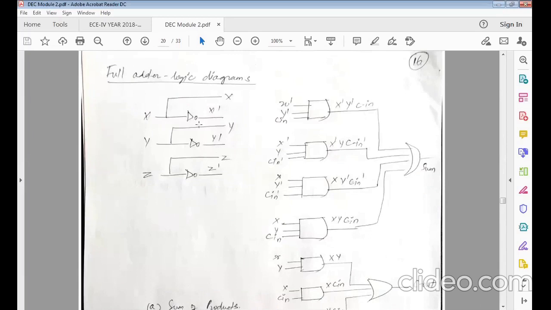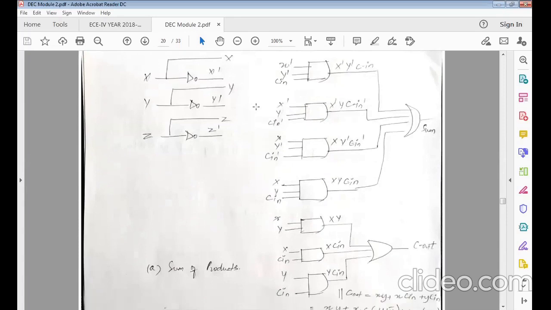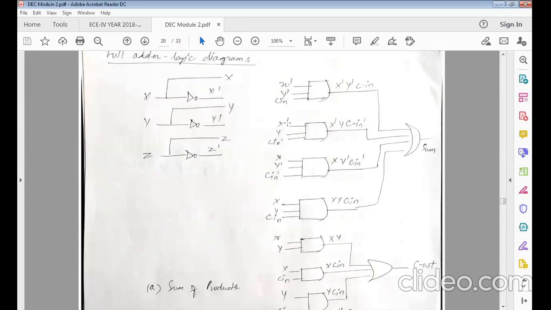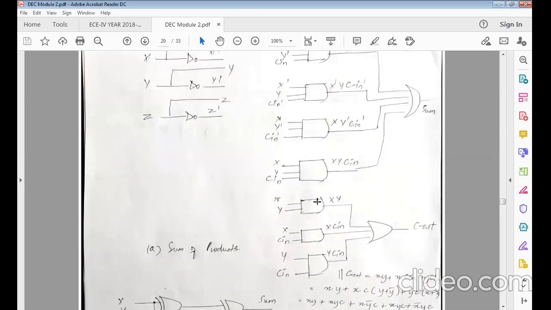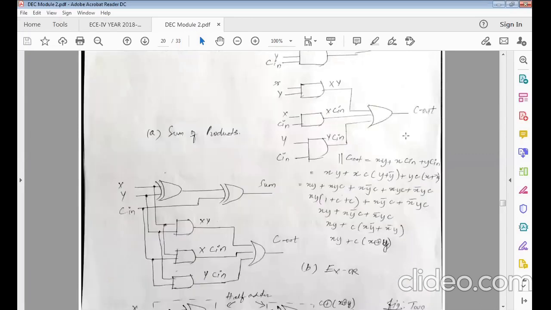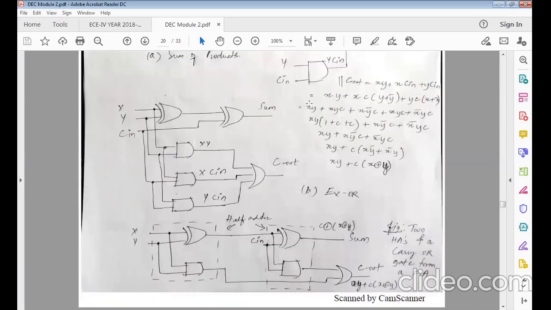So x bar, if I take it from here, it's going to be x, right? So this is another way of implementing, taking everything I want towards my left hand side: x bar y bar c in, then x bar y c in. How do I get it? I get it through these equations here. Once I have them, I directly use my AND gates, and to combine them, to add them, I will use an OR gate. So that was another way of implementing. I think we have discussed this concept, right? Have we discussed this?